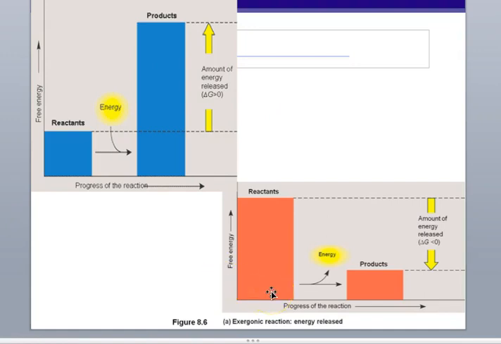On the other hand, if you're breaking down food, you have a lot of energy in high energy food, you start breaking it down, and you lose some of that energy to heat.